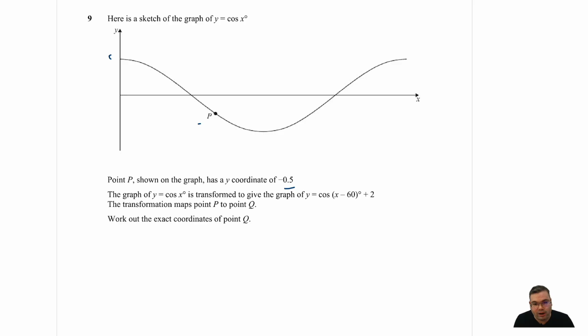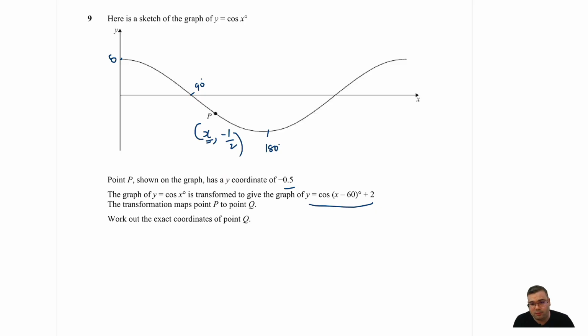So we will write down the x coordinate. The graph y is equal to cos x degree is transformed to cos (x minus 60) plus 2. The transformation maps point P to point Q. Work out the coordinates of point Q. First of all, we need to figure out the value of x, right? We know that the graph of cos is like cos 0 is 1, and this is cos 90 degree, here cos 180 degree. So this value of x is somewhere between 90 and 180 degrees.